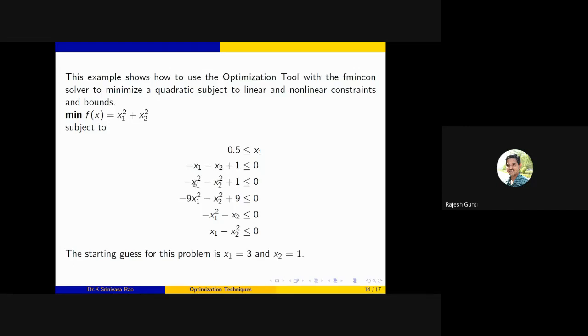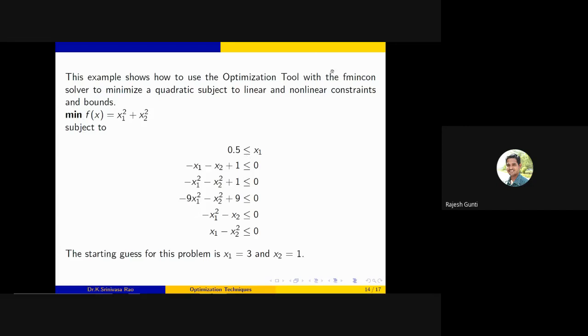This is a nonlinear inequality. This is also a nonlinear inequality. This is also a nonlinear inequality. There is no nonlinear equality constraint here. All are nonlinear inequality constraints. One linear inequality constraint, one upper bound on x1.